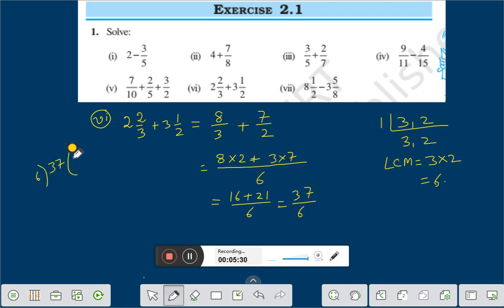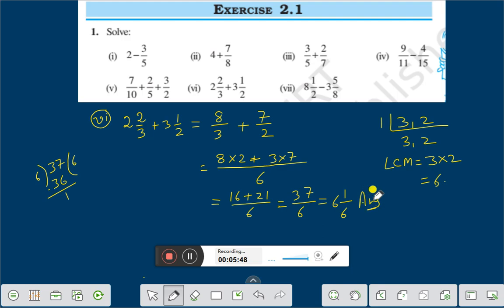6 sixes are 36. 37 minus 36 is 1. Therefore, we are getting 6 whole 1 by 6. This is the answer of question number 6.